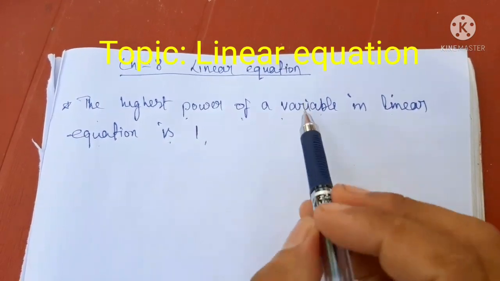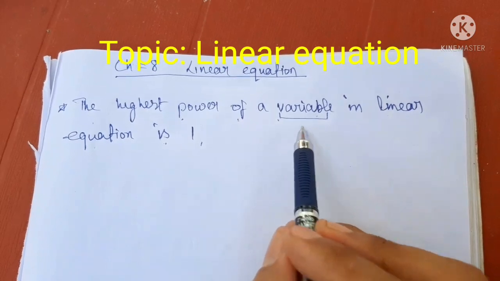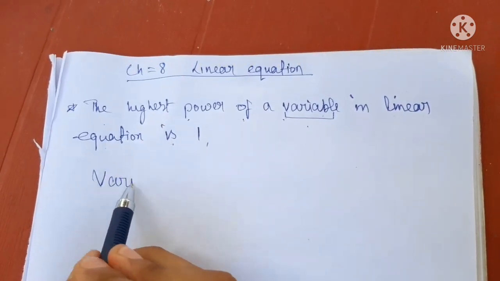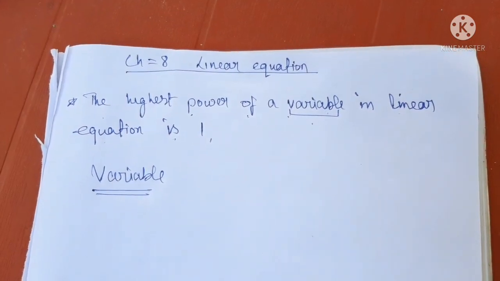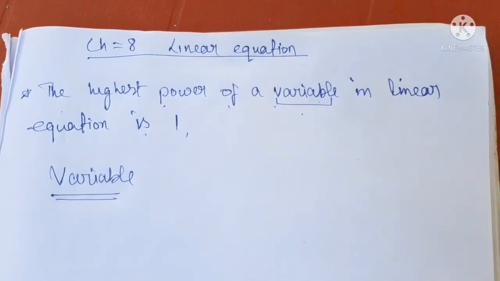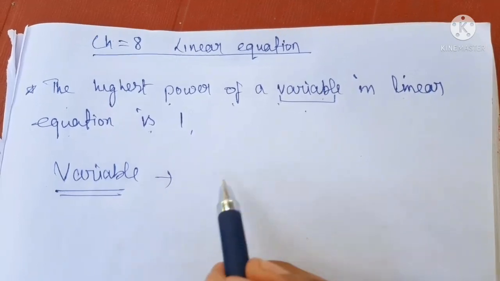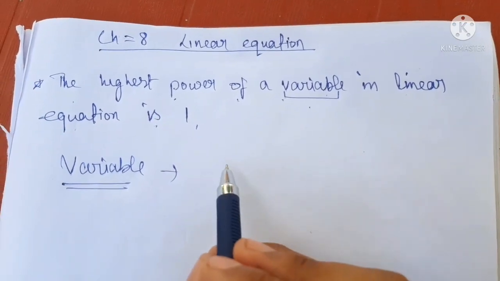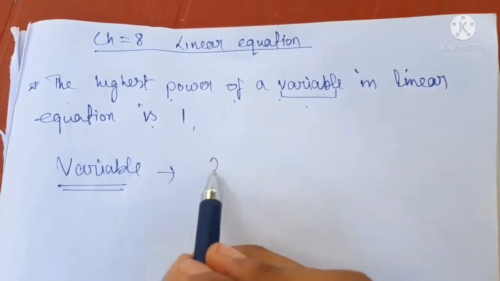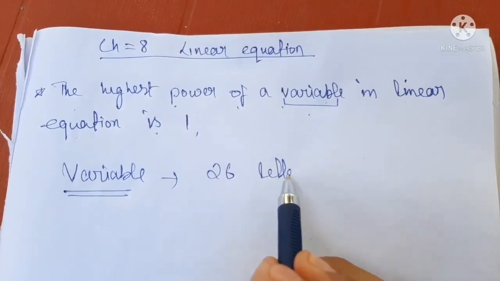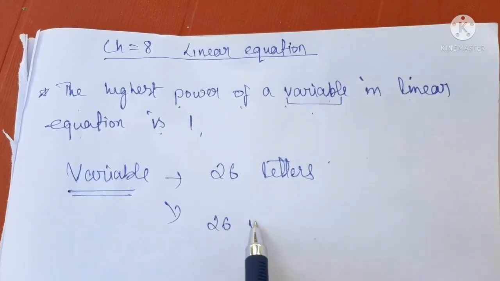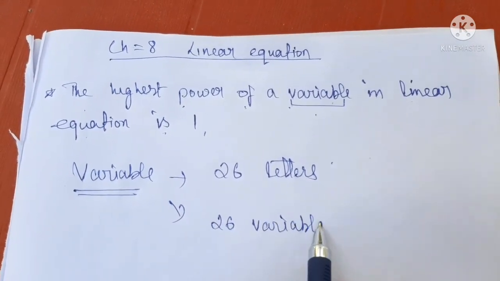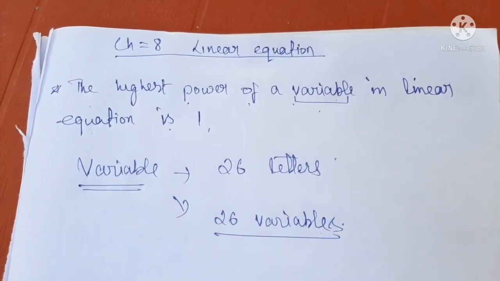Here I will be explaining again what is meant by variable. For example, how many alphabets are there? If the question is like this, how many letters do we have in the alphabet? We have 26 letters, so the answer will be we have 26 variables in the alphabet.